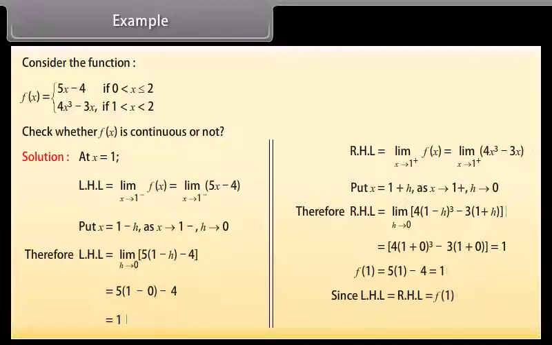Since left-hand limit is equal to right-hand limit is equal to f(1), therefore, f(x) is continuous at x = 1.